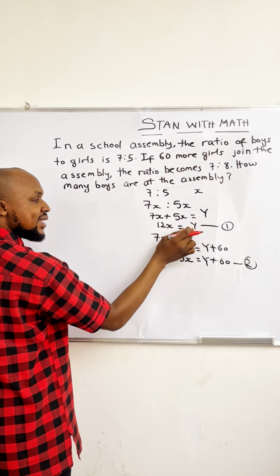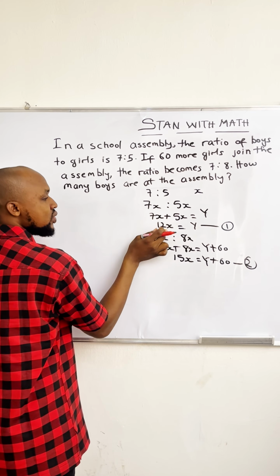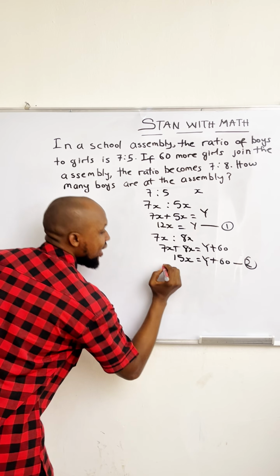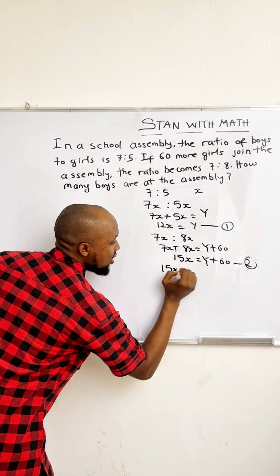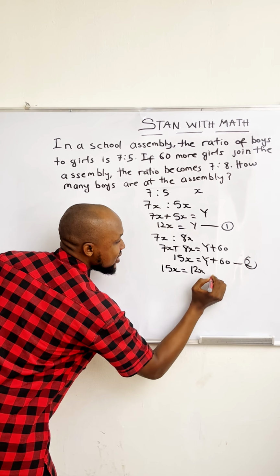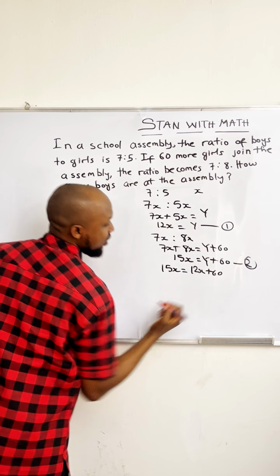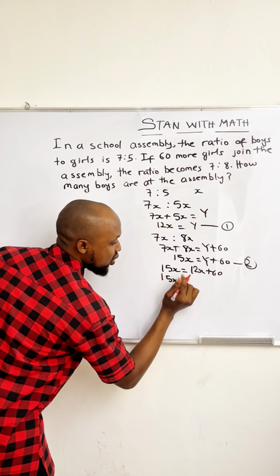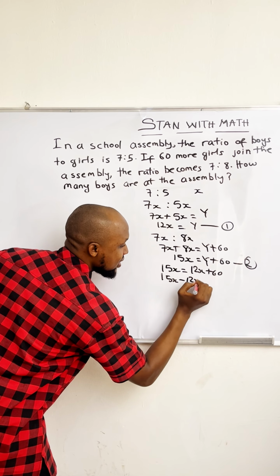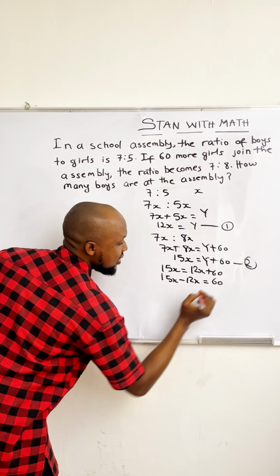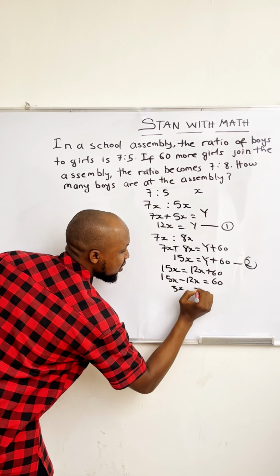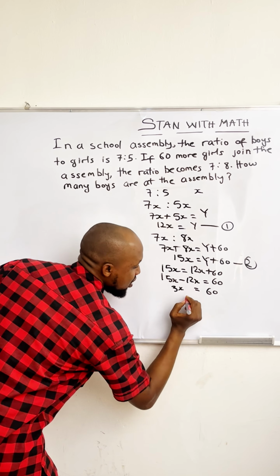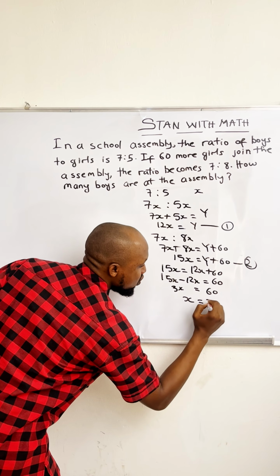But we can see that y here is the same thing as what? 12x. So now we are going to replace this y with 12x. So we have 15x is equal to 12x plus 60. Now when we collect like terms, we have 15x, this crosses over, becomes minus 12x equal to 60. This is 3x equal to 60. And when we divide both sides by 3, we are going to have that x is equal to 20.